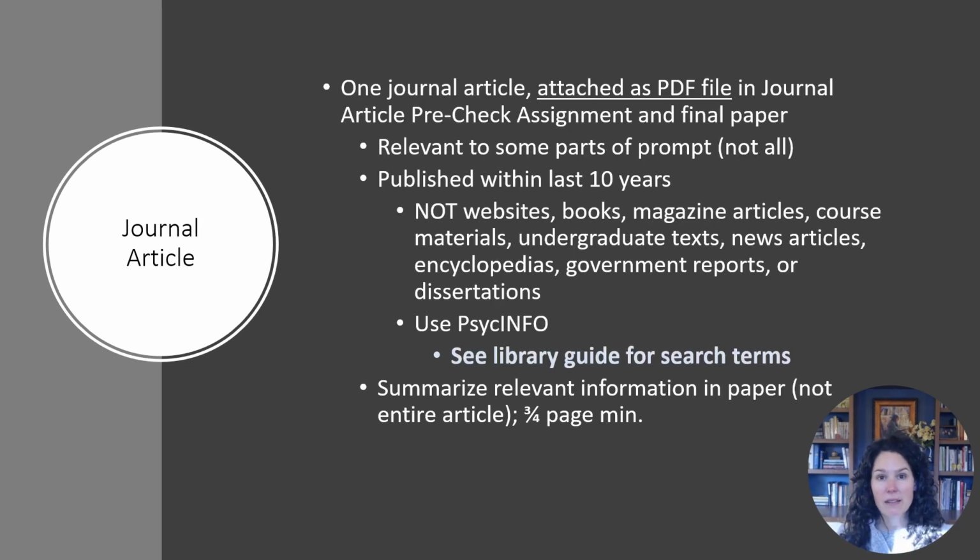Okay, so again, you're going to be finding a journal article, downloading and saving it as a PDF file. Again, our library guide will show you how to do this. You're going to upload it as a PDF file in both the journal article pre-check assignment and again when you submit the paper. So you are going to upload it 2 times, because basically when we grade the paper, it's too hard for us to go back and look at what you put in the pre-check assignment. It's too time consuming basically for grading a lot of students.